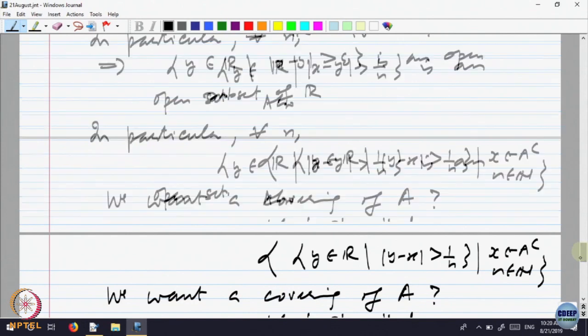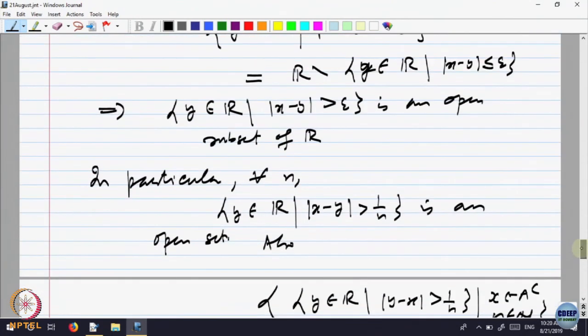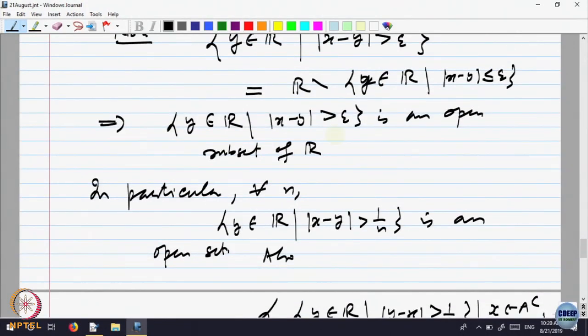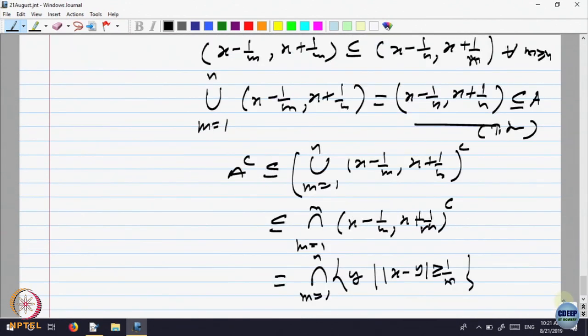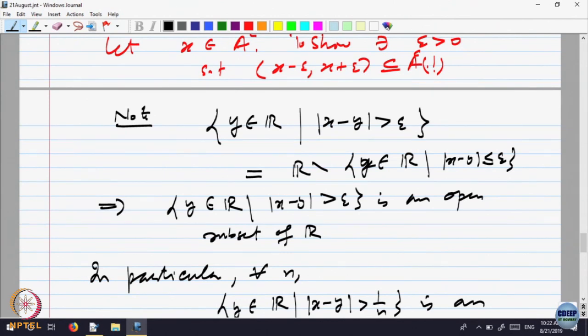So, these were all open sets, okay? And here is that. Okay. So, why is this an open set? And x belongs to it, the singleton x belongs to it. So, A should be a finite union of. Okay. So, we want to show it is open. So, every point has a neighborhood. If I put it bigger than or equal to, then it will be a closed set. Okay.